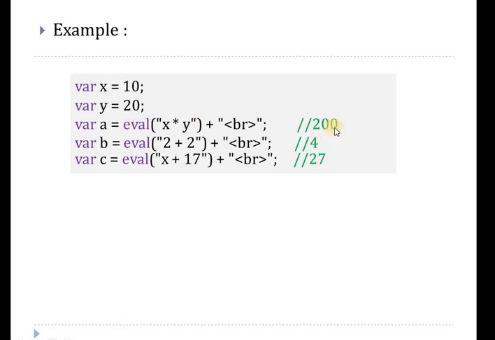This is 200. Okay, why? Because this is a string, that's why. After that, see this b. The same goes with variable b also: 2 plus 2, that is 4. After that variable c, which is evaluating x plus 17, but it is in string format. So that's why it is 27.